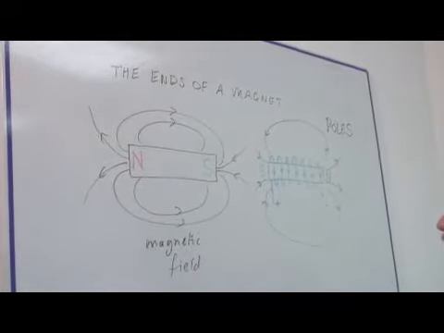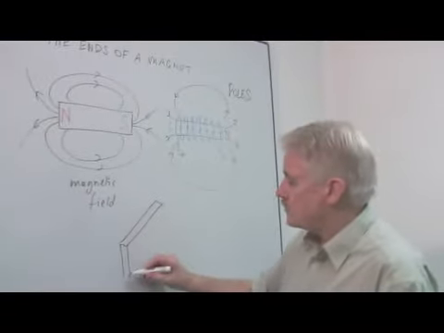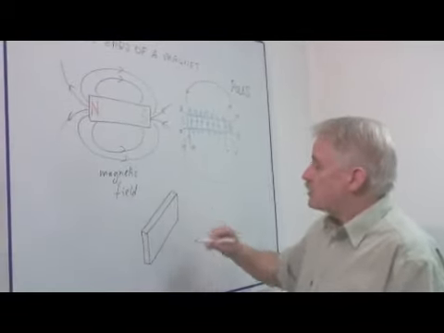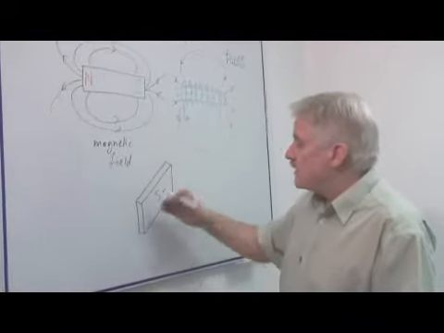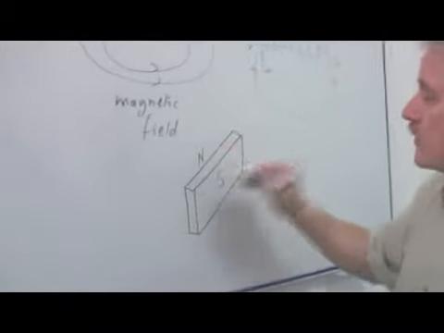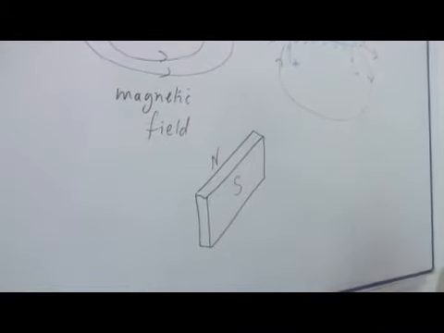Sometimes magnets are different. Sometimes they are different shapes, and sometimes, like this one, the south pole can be this side of the magnet and the north pole the other side of the magnet, but it's still a magnetic pole.